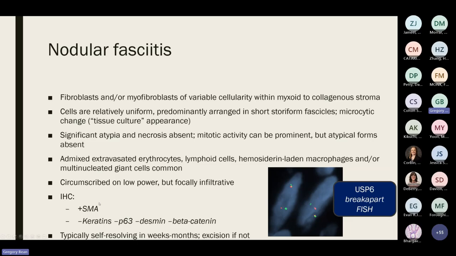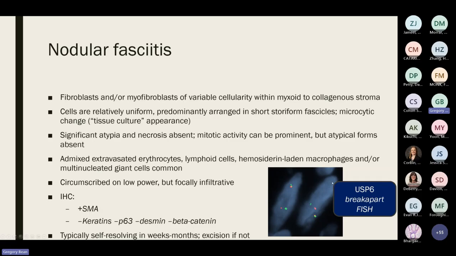There isn't a slam dunk staining panel to do. SMA is patchy to diffusely positive. Outside this context, SMA is not a very specific marker, but combined with the morphology, it's very supportive. It should be negative for keratins, P63, desmin, and beta-catenin.